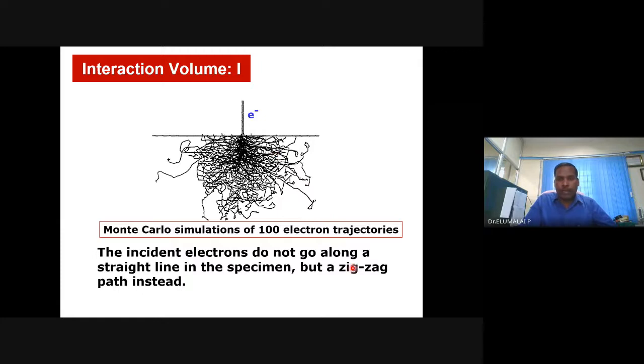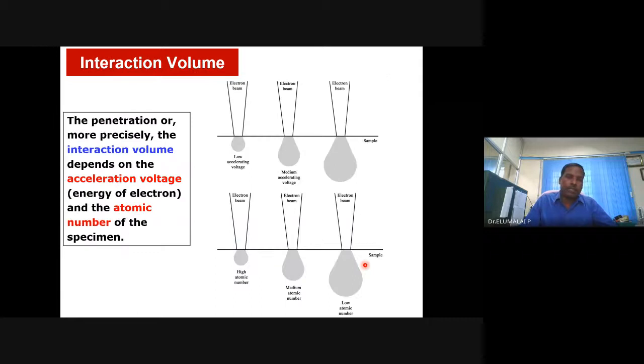It's a highly drunken man walk, or zigzag. This is what happens. So you allow the electron beam with a low accelerating voltage, and you allow the electron beam with a high accelerating voltage, and you'll be able to see that. I'm sure no explanation is required. Lower the acceleration voltage, lesser the interaction volume. Higher the acceleration voltage, so that the electrons are accelerated very high, you get a higher interaction volume.